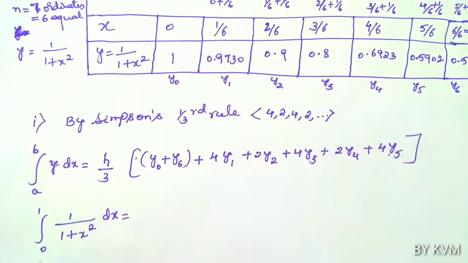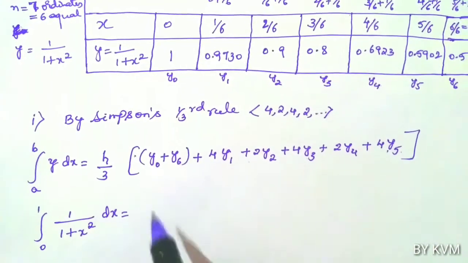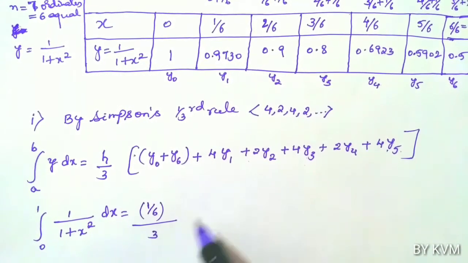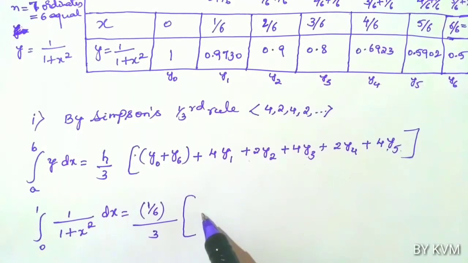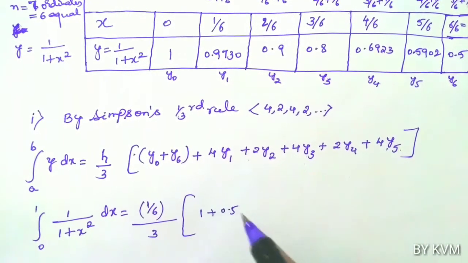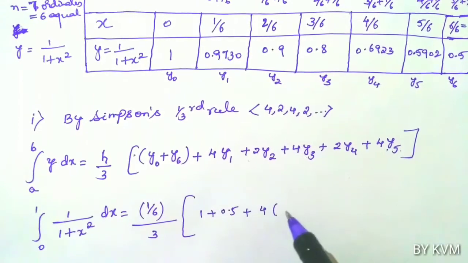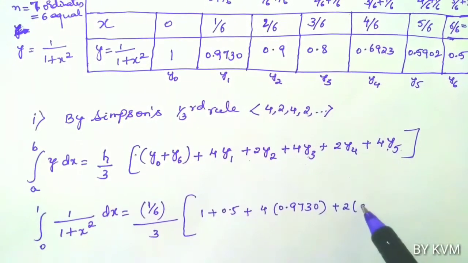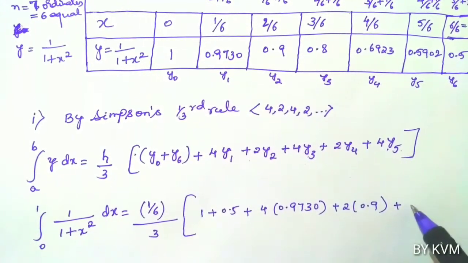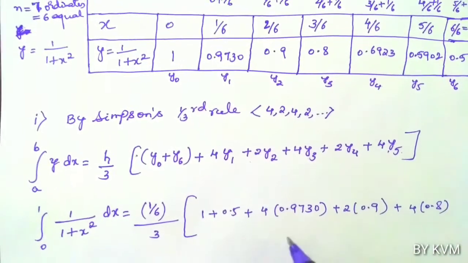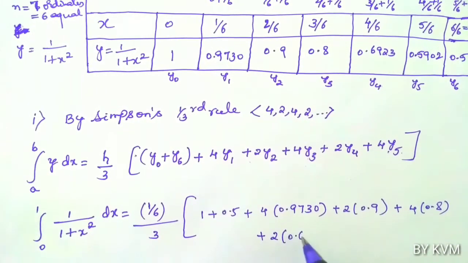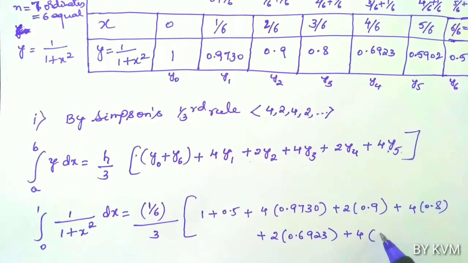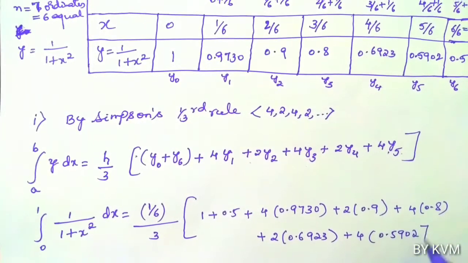Integral from 0 to 1, 1 by 1 plus x square dx. The h value is 1 by 6, so 1 by 6 by 3. Then y0 is 1, y6 is 0.5, plus 4 into y1, which is 0.9730, plus 2 into y2, 0.9, plus 4 into y3, 0.8, plus 2 into y4, 0.6923, plus 4 into y5, y5 is 0.5902. So use the calci.